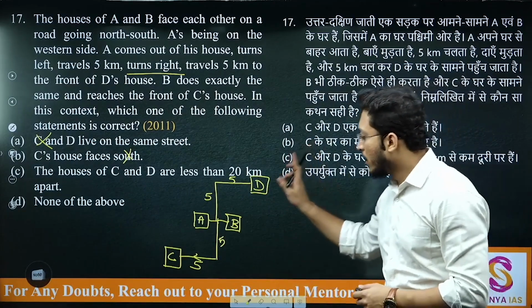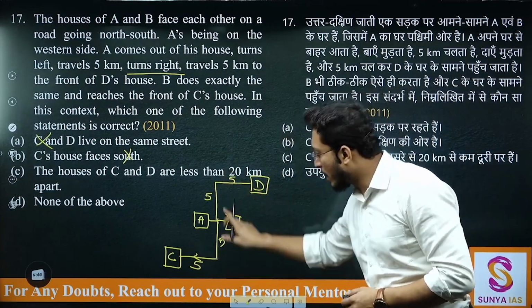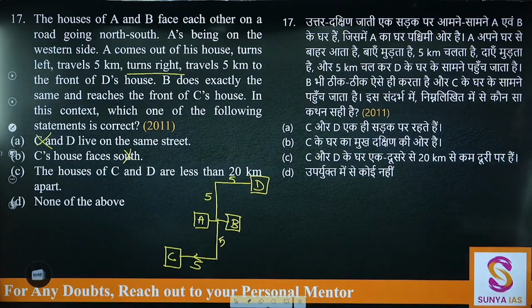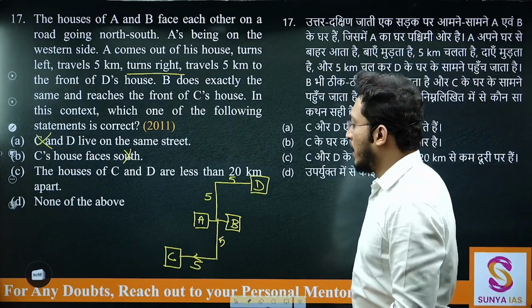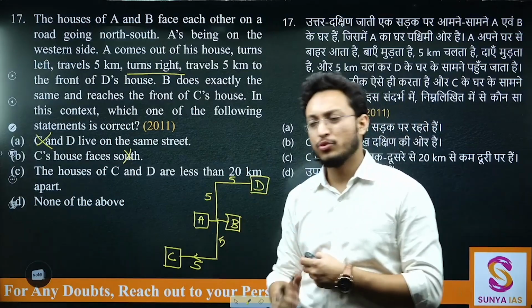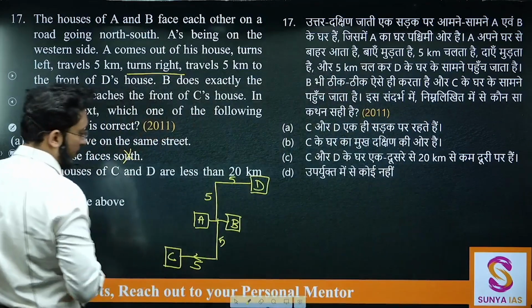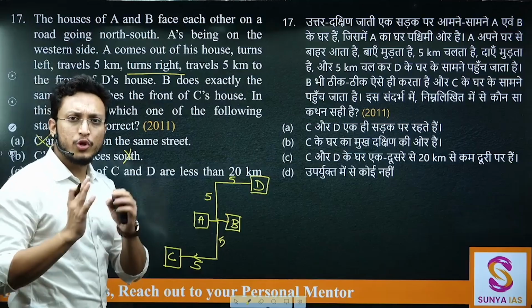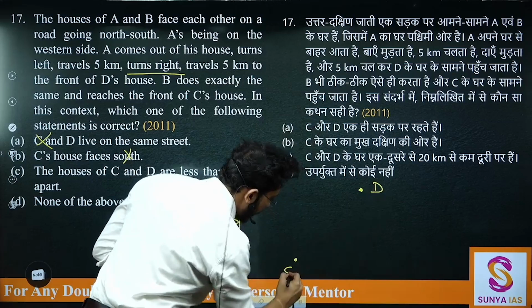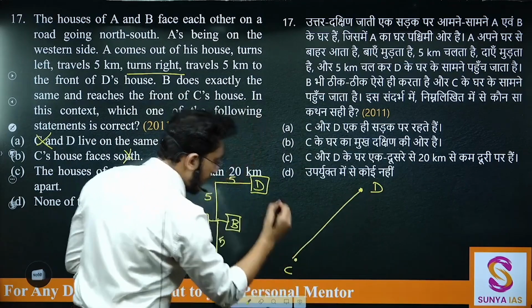Now look from here: if I am supposed to calculate this distance, it is 20 kilometers, so I cannot say that the houses are less than 20 kilometers apart. But here, if you see it clearly, if you are just adding the distances, 5 plus 5 plus 5 plus 5 becomes 20. But if I am only talking about the shortest distance, can you see, if this is point D and this is point C, what is the distance between C and D?